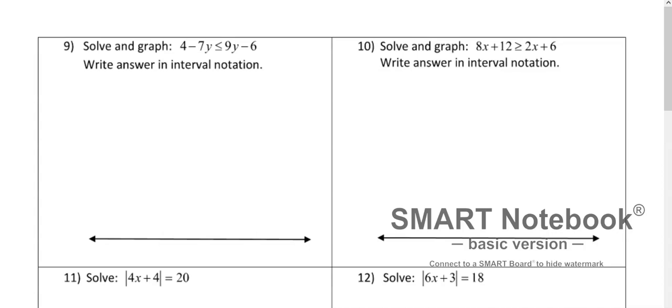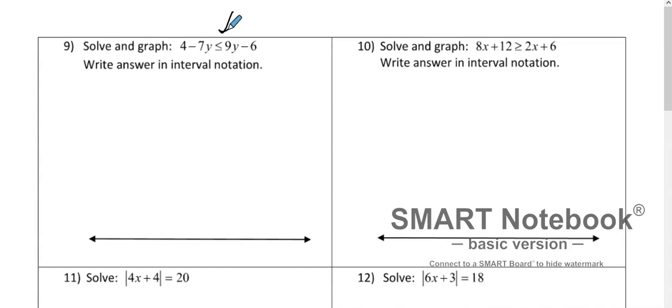Solve and write the answer in interval notation, and also graph it. So I need to get y's on both sides. Okay. Now, remember, with inequalities, if I multiply or divide by a negative, I have to flip the symbol. So I'm actually going to do this two different ways to show you how you want to think ahead and see what you want to do. So first way, I'm going to move the 9y over to the left. Okay? So when I do that, I'm going to subtract 9y.